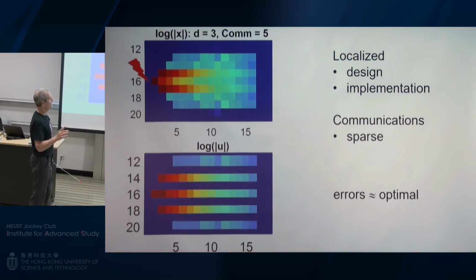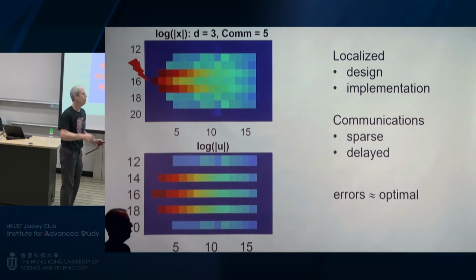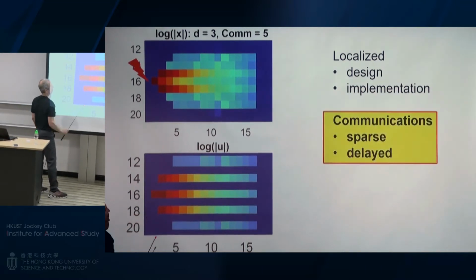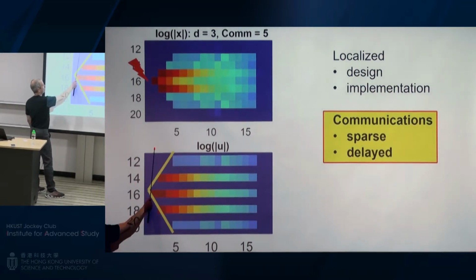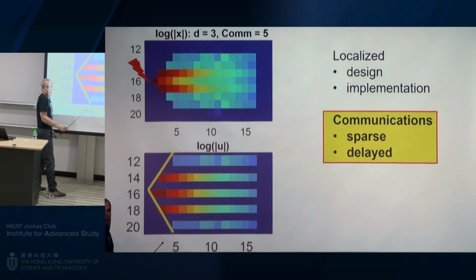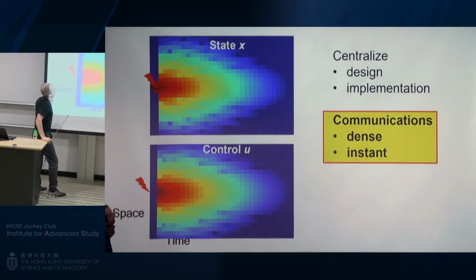The communications are sparse and delayed, right? You're only talking to your neighbor, whatever sparsity pattern you want to put in. And it's delayed, right? It's not instantaneous. It's delayed. That's just another convex constraint. I still don't believe this, kind of. That's so easy. Here, dense and instantaneous, which we can't build.